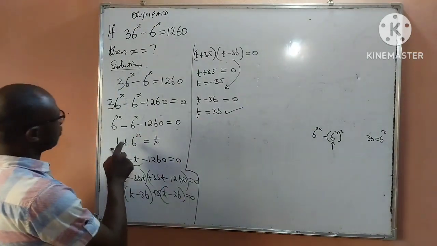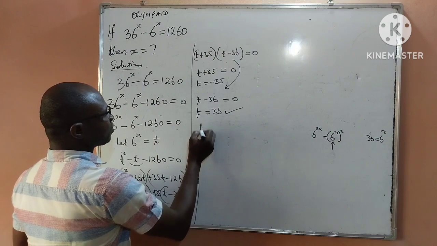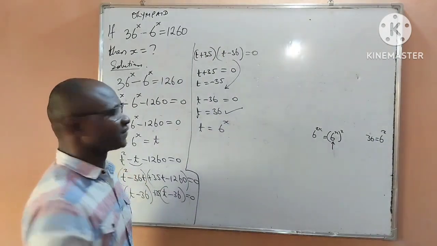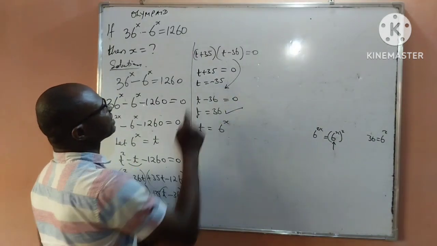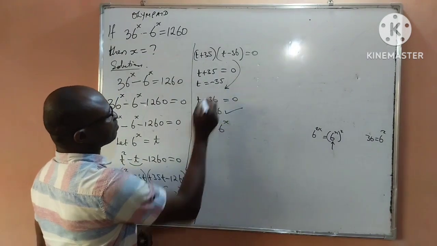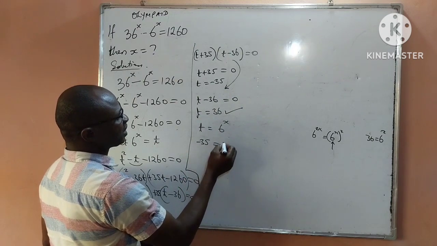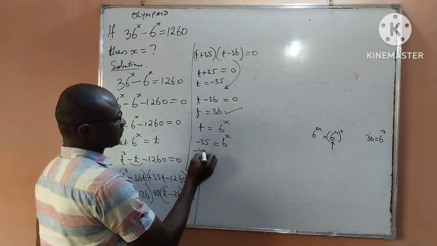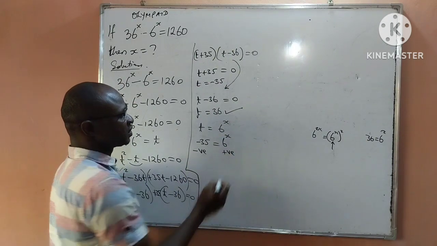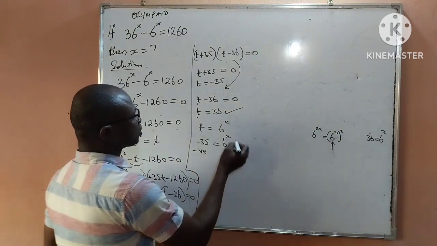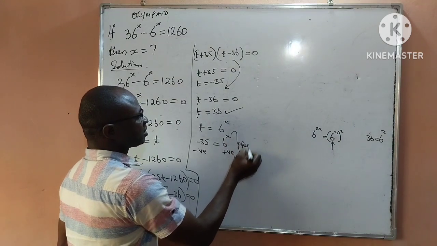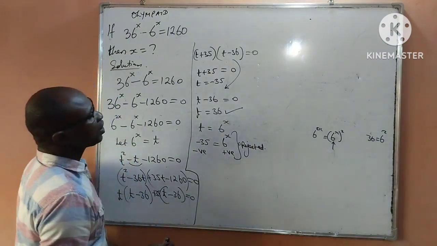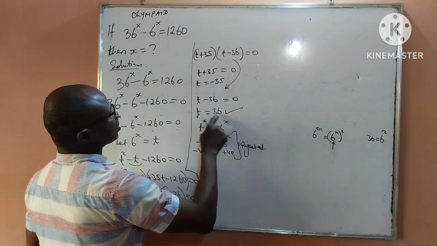But remember, we said let t be equal to 6 raised to the power x. So I can replace the value of t here. Okay, in the first case, I have t equal to minus 35. Is this equal to 6 raised to the power x? Here I have negative, and here I have positive. Therefore, it cannot work. So we can now reject this condition. It is rejected. We go for the second case, where we have it that t is equal to 36.